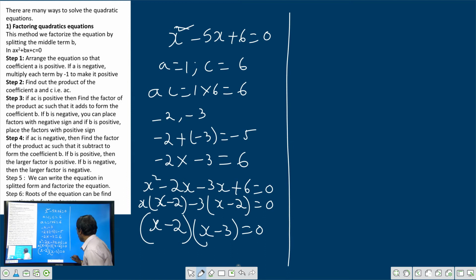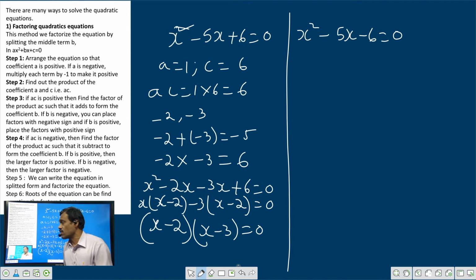Same thing. See here, what will I do? Now see another, x square minus 5x minus 6. I changed one more. Everything is x square, 5x, 6. Four times I am changing the signs of the b, c terms. Now b is negative for me, c is also negative for me.